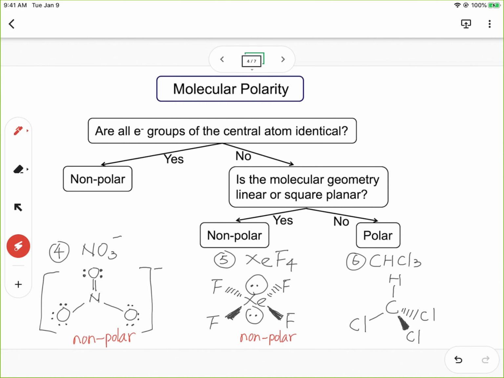Now the second question, is the molecular geometry linear or square planar? Of course, this geometry, we know it's tetrahedral. So the answer for this one is no. Therefore, this is going to be a polar molecule. Okay, good. We'll do more practice in class, and if you have any questions, let me know.